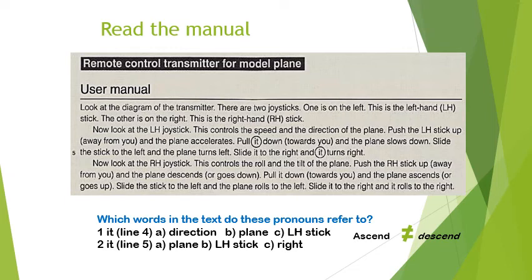For number 2, in line 5, it refers to a plane or a left hand stick or right. Do the same by reading the sentence, slide it to the right and it turns right. So the last sentence here, slide the stick to the left and the plane turns left. So it here refers to a plane.